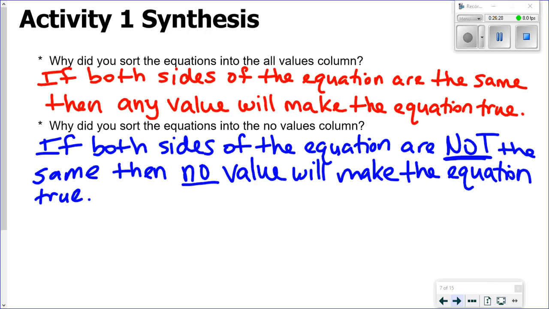After you're done writing this down, we're going to go ahead and move on to the next activity or the next example, which is what's the equation? This is located on page 33 of your workbook.